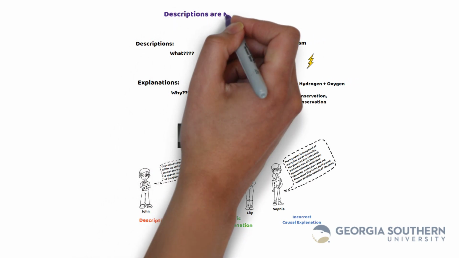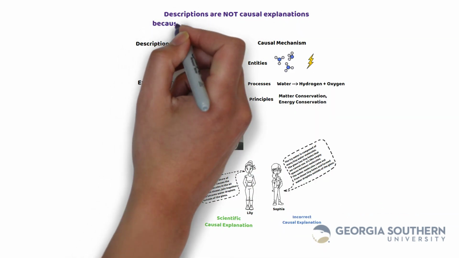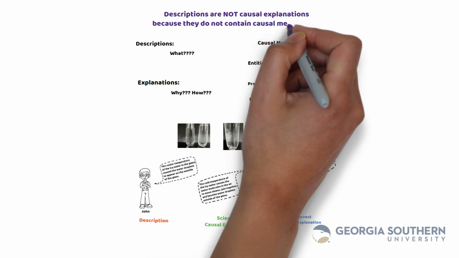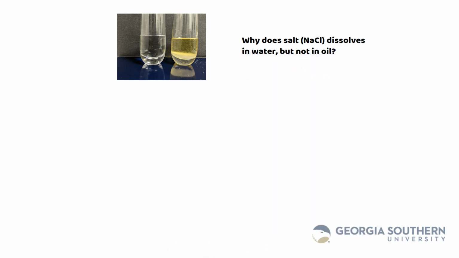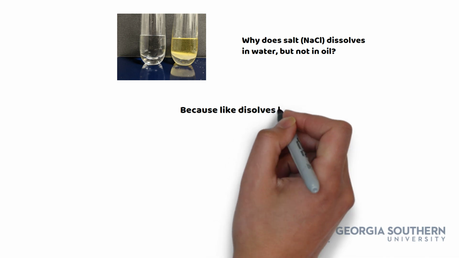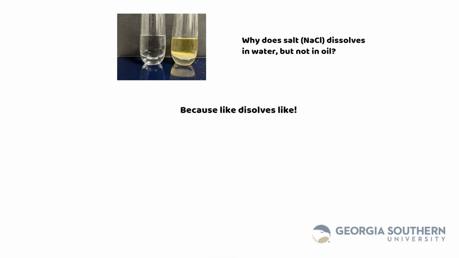From these examples, we learn that descriptions are not explanations because they do not contain a causal mechanism. Let's look at a question. Why does salt dissolve in water, but not in oil? Explanation 1 is, because like dissolves like. This explanation may sound reasonable at first. However, it is not telling you anything about why salt dissolves water but not oil. This is because there was no causal mechanism provided. The explanation tells a law or a pattern that applies to many situations, but not why that law applies.